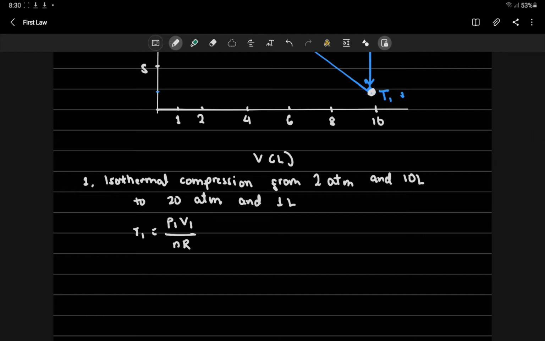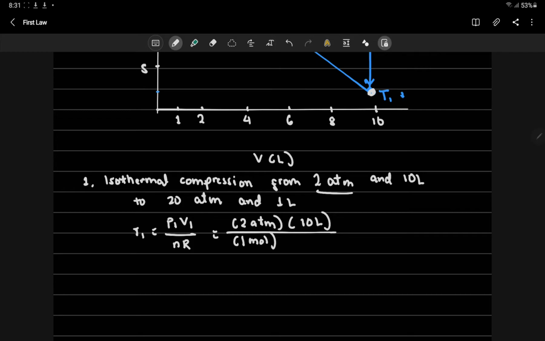Okay, so let's go ahead and calculate T1. So, P1 is equal to 2 atmosphere. Yan yung original pressure. And V1 is 10 liters. Now, yung N, or the number of moles, sabi sa problem, 1 mole lang siya. And multiplied by yung gas constant.